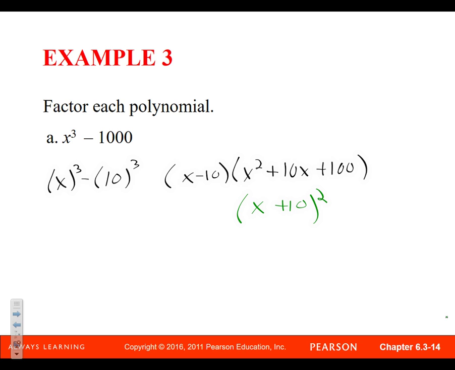Well, not if the middle part doesn't check out. So how do I check for the middle one? I go 10 times x, and then double it. So that would give me 20x, right? Is that the middle number? No. So I can't factor it this way. So you just leave it. I would leave it the way it is up there.